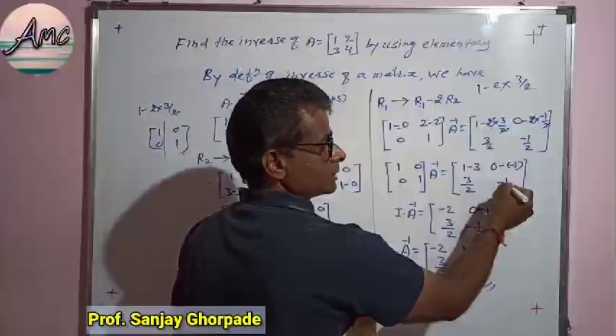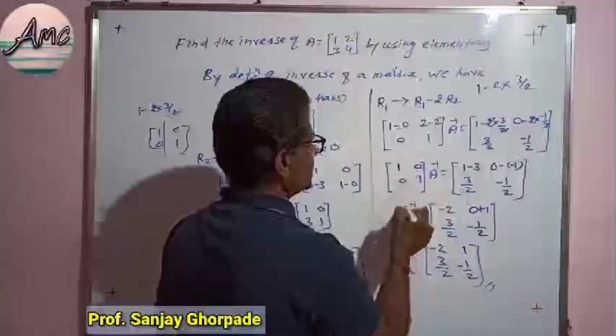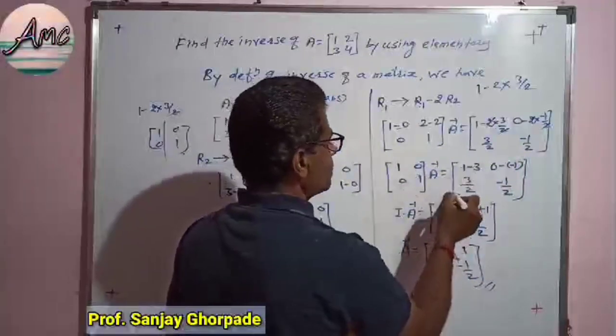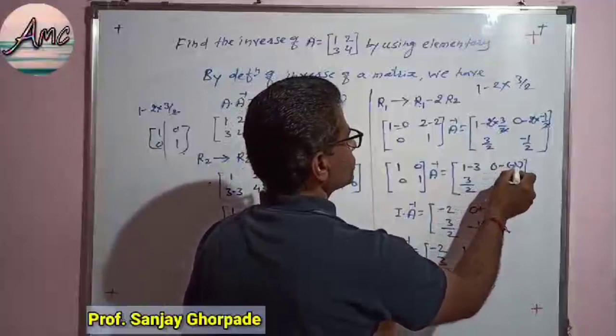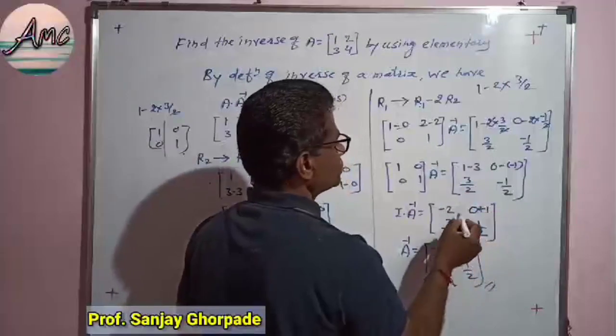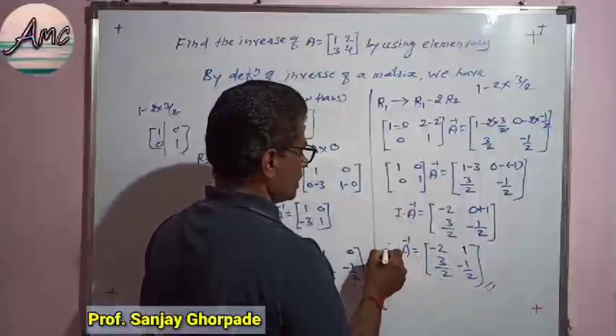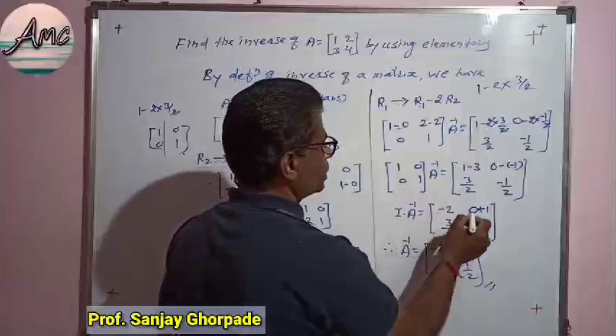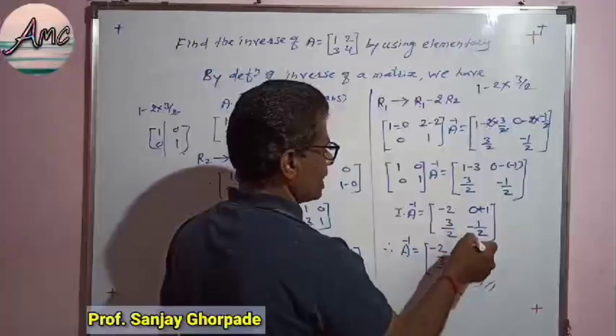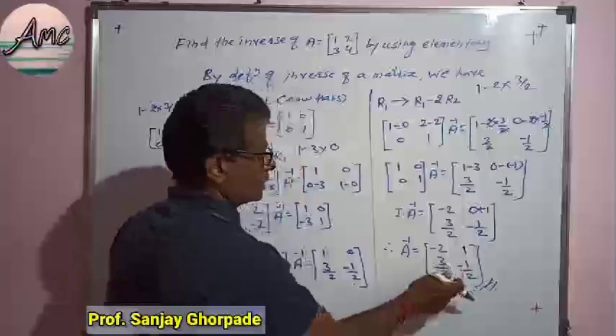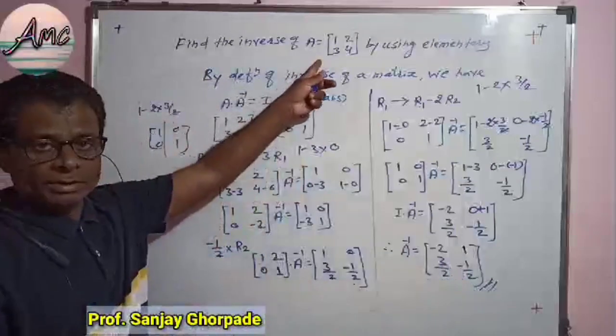No change in the second row. So this is the identity matrix into A inverse equal to 1 minus 3 is minus 2, 0 minus minus 1 is plus 1, 3 by 2 and minus 1 by 2 as it is. So therefore A inverse equal to minus 2, 0 plus 1 is 1, 3 by 2, minus 1 by 2. So this is the inverse of the given matrix.